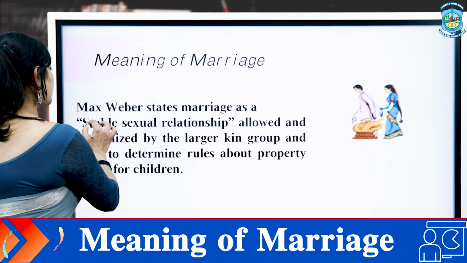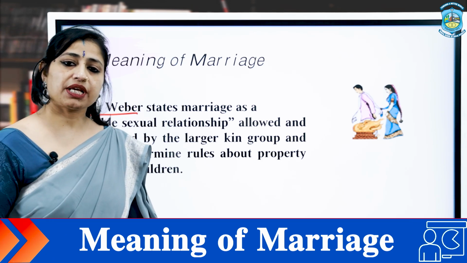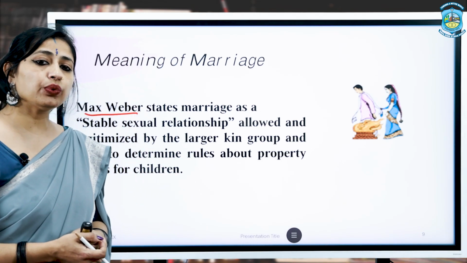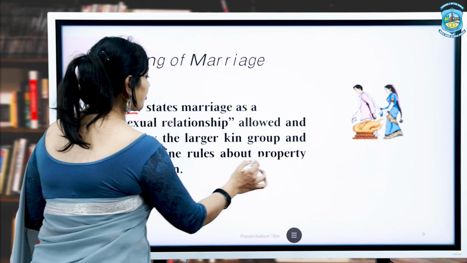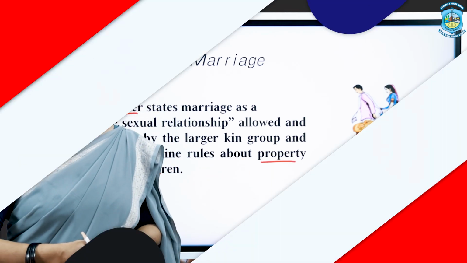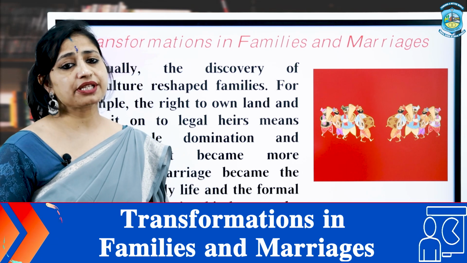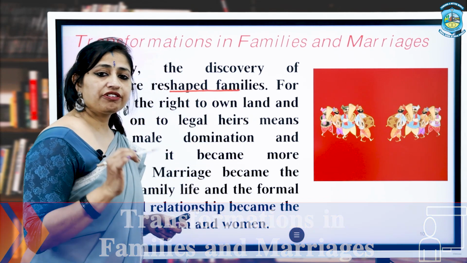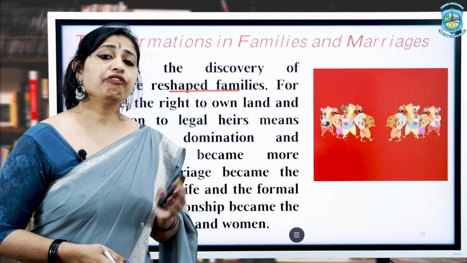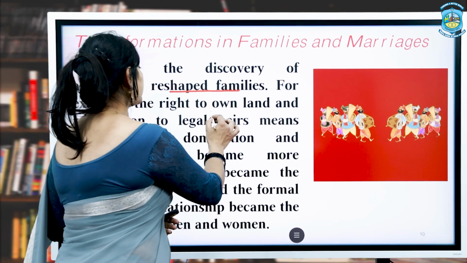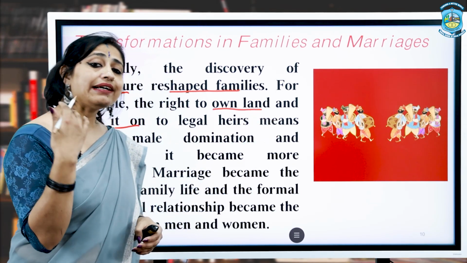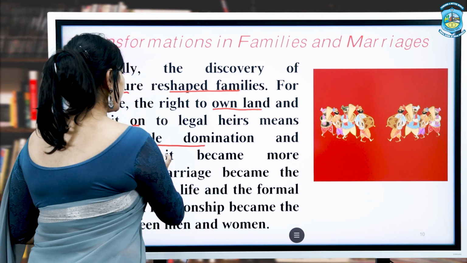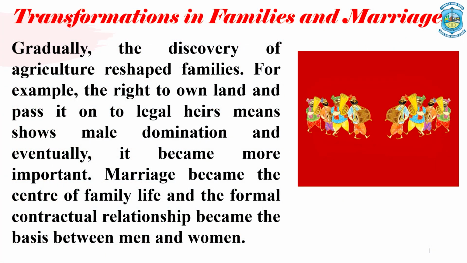As Max Weber states, stable sexual relationships are allowed and legitimized by the larger kin group and used to determine rules about the property and the rights of the children in the family. Let's see the transformations in the families and marriages hereafter. Gradually, the discovery of agriculture reshaped the families and the marriage union. For example, the right to own a piece of land and pass it on to the legal heirs or to the coming generations showed male domination, and eventually it became more important.